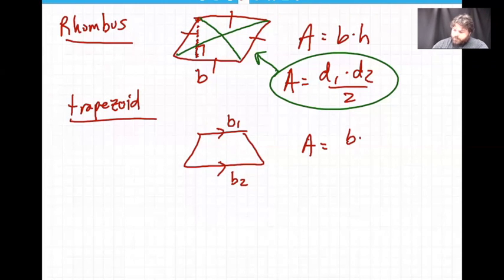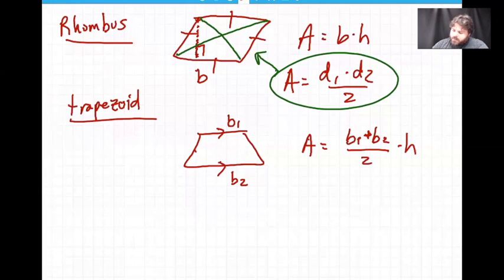The area is the product of the two bases divided by 2 times the height. Okay, basically, sorry, base 1 plus base 2. It's the average of the two bases times the height. Okay.